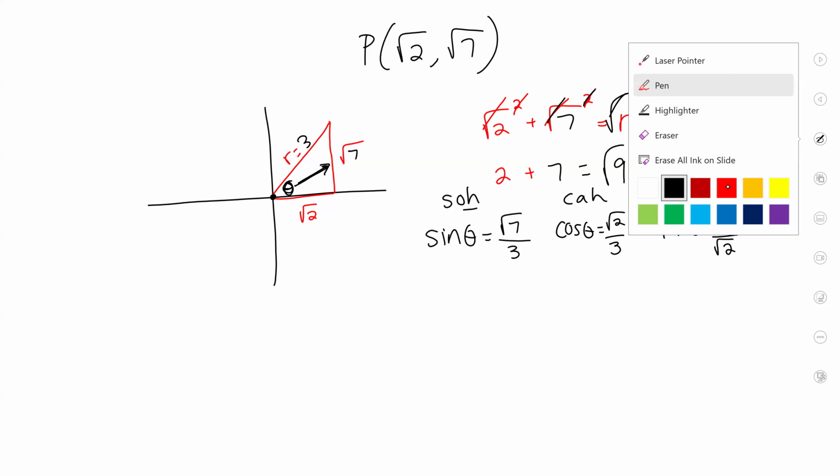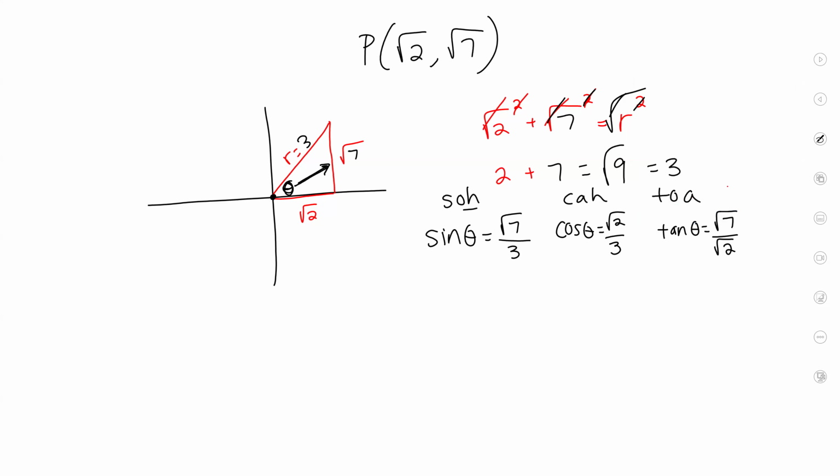Now, you cannot leave this as your answer. You do not leave square roots in the denominator. So I'm going to multiply by square root of 2 in both the numerator and the denominator. This becomes square root of 14 over square root of 2 times square root of 2, which is just 2. So this is my answer for tangent.